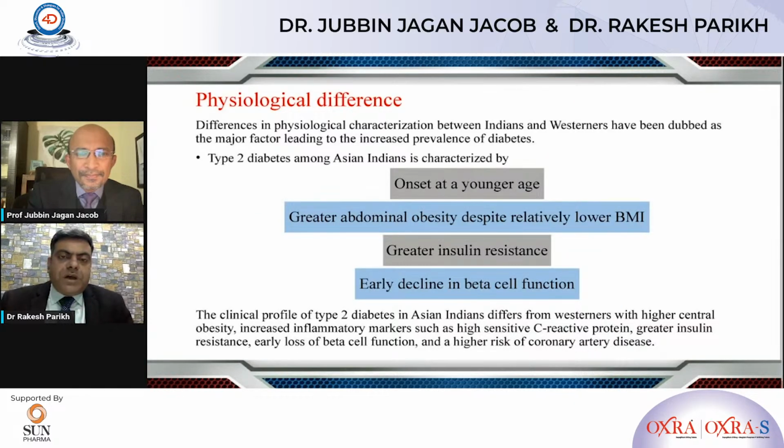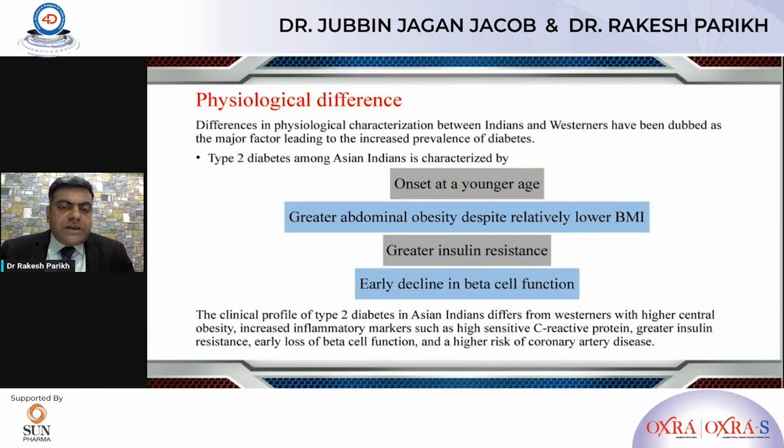Physiologically, our body is different from theirs, and the effect of that is that diabetes occurs at a younger age in Indian people compared to the Caucasians or Western population. I'm sure you'll all agree with me that nowadays we are seeing more and more patients of type 2 diabetes coming to us at a very young age, 20, 25, and sometimes even 15, 16 years old. Kids are coming with type 2 diabetes. So the prevalence of diabetes at a younger age is increasing specifically in the Indian population.